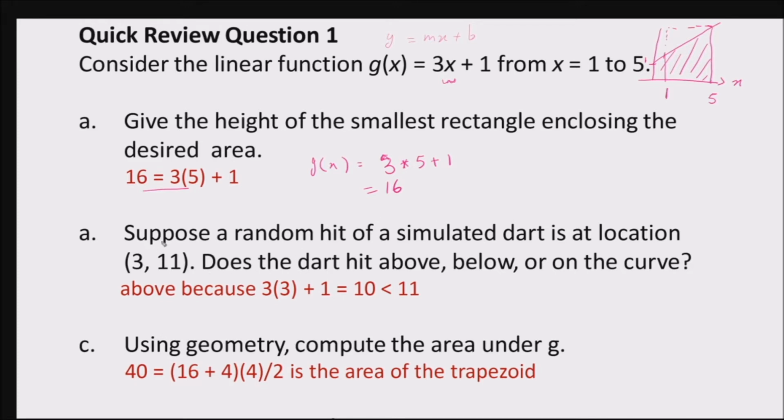Right, so then what you do here is, suppose a random hit, a simulated dart, meaning somebody throwing darts, just think like that, at the location 3, 8. So what does 3, 8 mean? Well, that means in the x direction it is 3, and in the y direction, I'm sorry, 3, 11, the y direction it is 11 somewhere here, right? So it's asking whether it is below or above the graph.